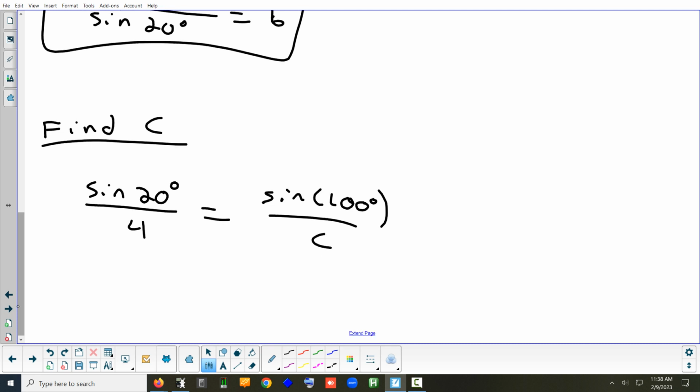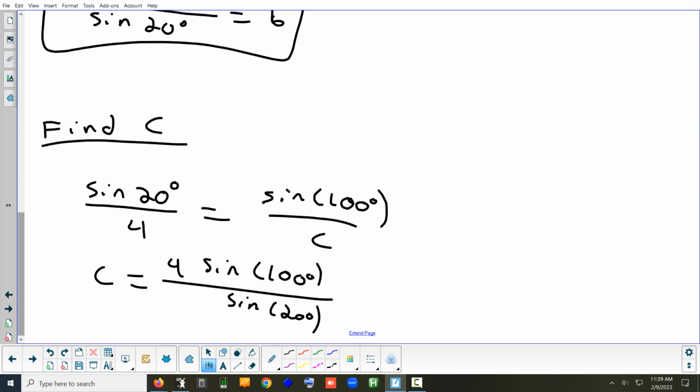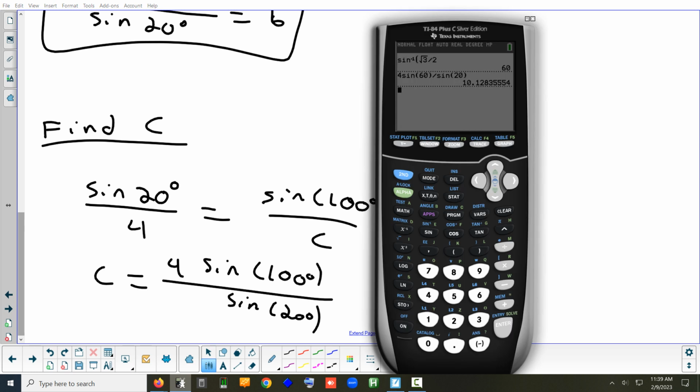Okay, so when we cross multiply, what is C going to equal? You don't have to give me a decimal, just what times what divided by what. 4 sine of 100. Yep. So 4 sine 100 divided by sine 20. It gives me 11.518.